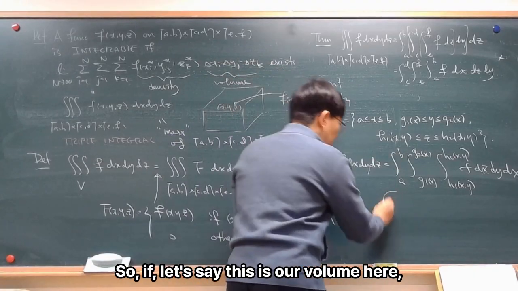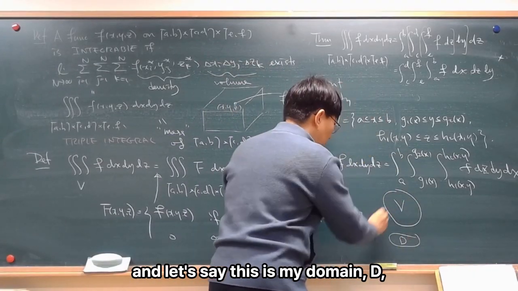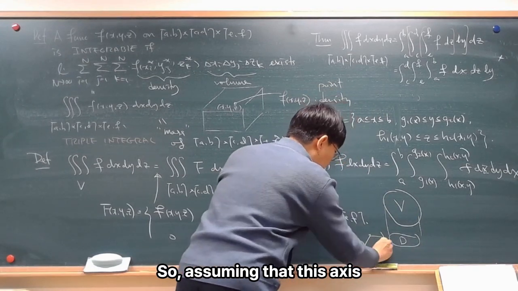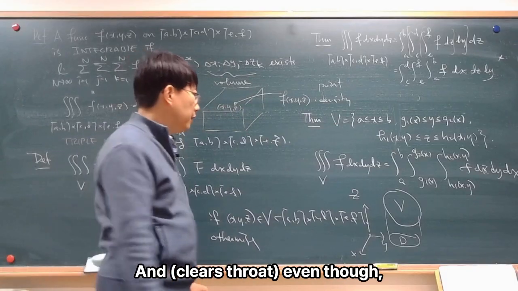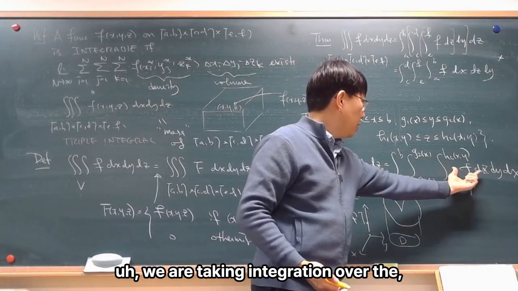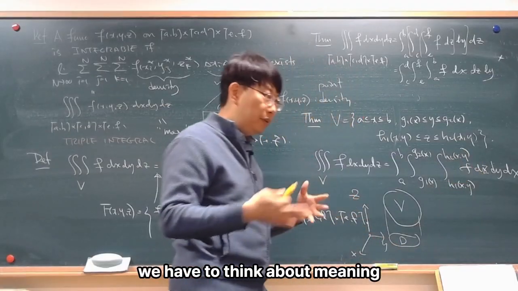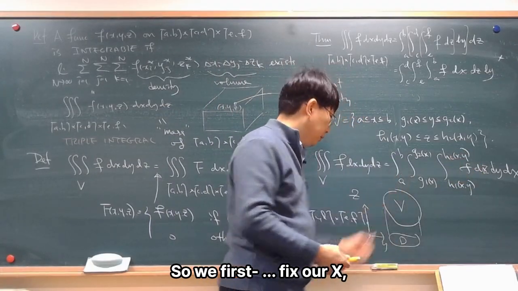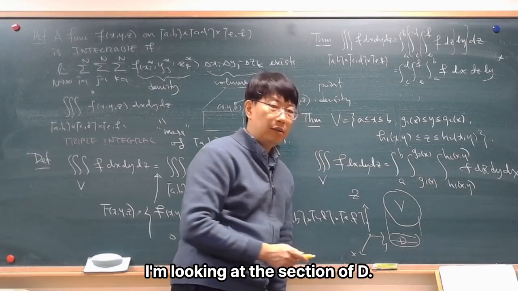So let's say this is our volume here, and let's say this is my domain D when I project it onto the xy plane. So assuming that this axis is somewhere here, and even though we are taking an integration over z first, we have to think about the meaning from the outside. So we first fix our x. When I fix my x, I'm looking at the section of D.